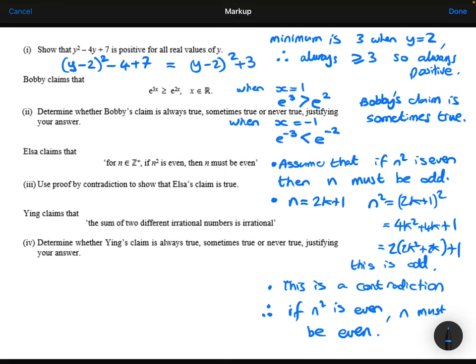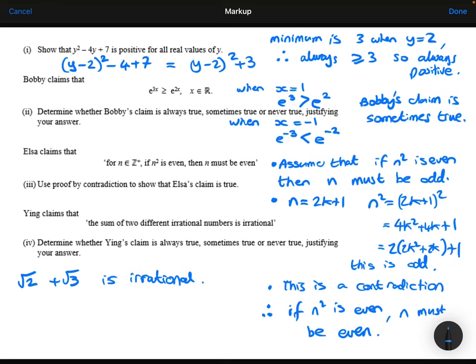Ying claims that the sum of two different irrational numbers is irrational. Determine whether Ying's claim is always true, sometimes true, or never true. So let's think of a couple of irrational numbers that we could add together. What about if I had root 2 plus root 3? Those are both irrational numbers, and when I add them together, this is irrational. So her claim is certainly sometimes true.